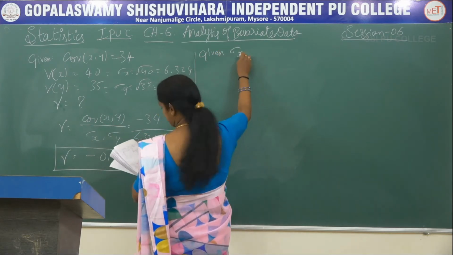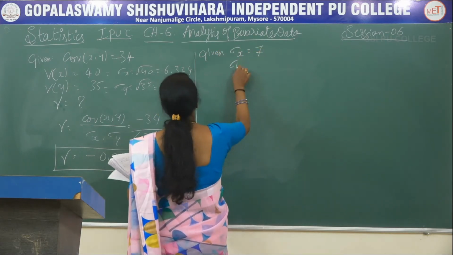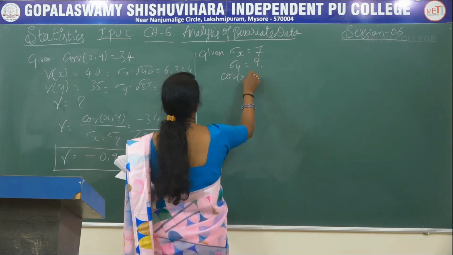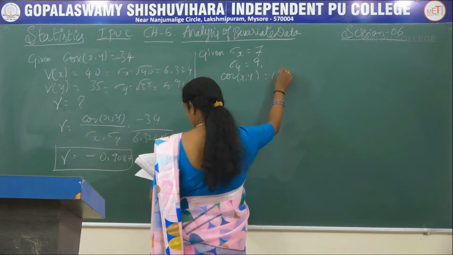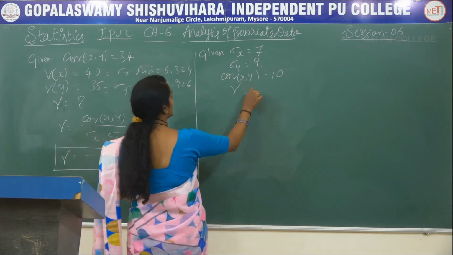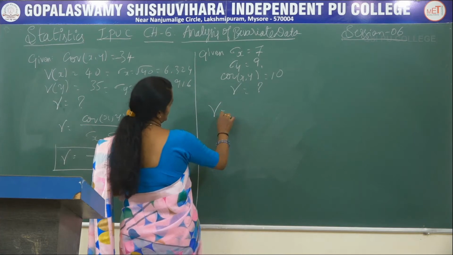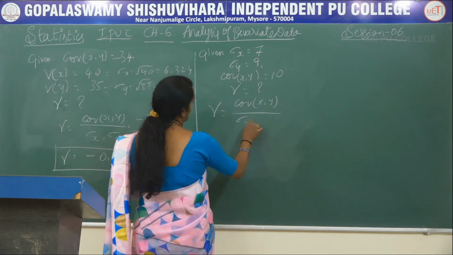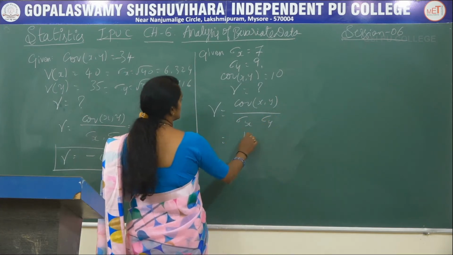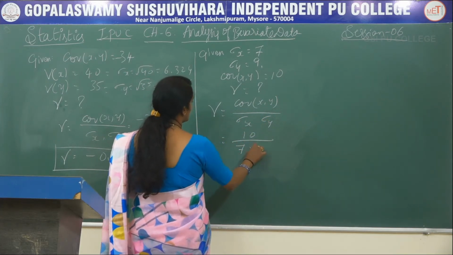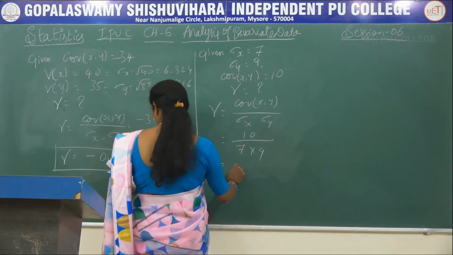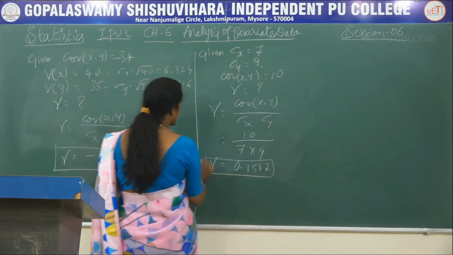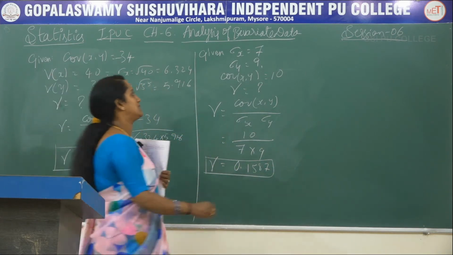Next question, they have given sigma x is equal to 7, sigma y is equal to 9, covariance of x comma y is equal to 10. So we have to find the R value. R is equal to covariance of x comma y by sigma x, sigma y. This is 10 divided by 7 into 9. So correlation coefficient is 0.1587.